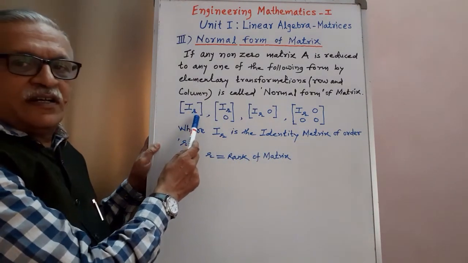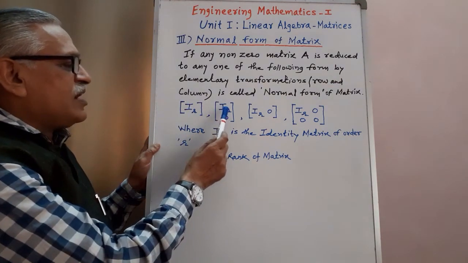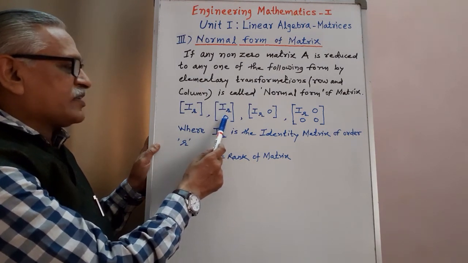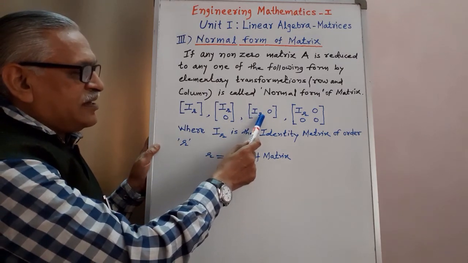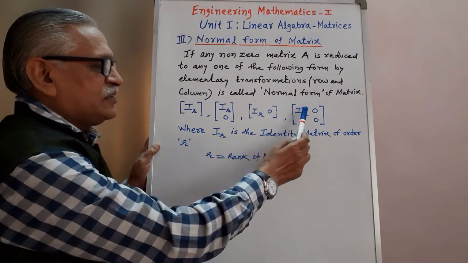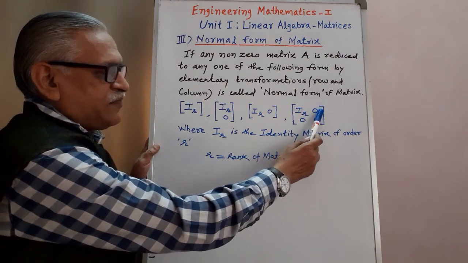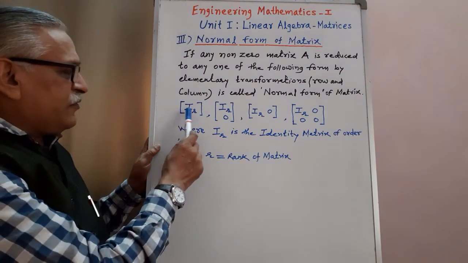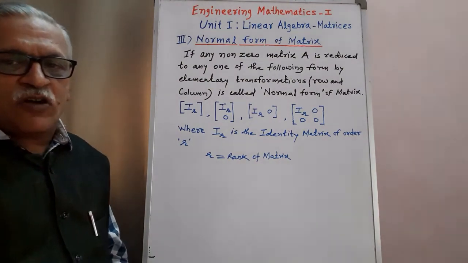The first one is I_R, the identity matrix of order R. The second form is I_R and below it a zero matrix. The third form is the identity matrix of order R and in front of it a zero matrix. And the fourth is the identity matrix of order R, a zero matrix in front of it and a zero matrix below it. Therefore, if we get any one of these forms, then that form is called a normal form.